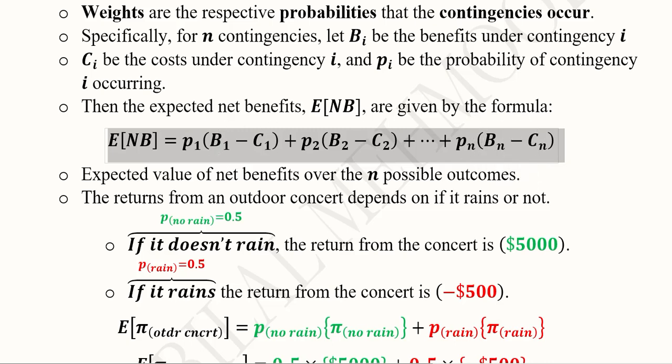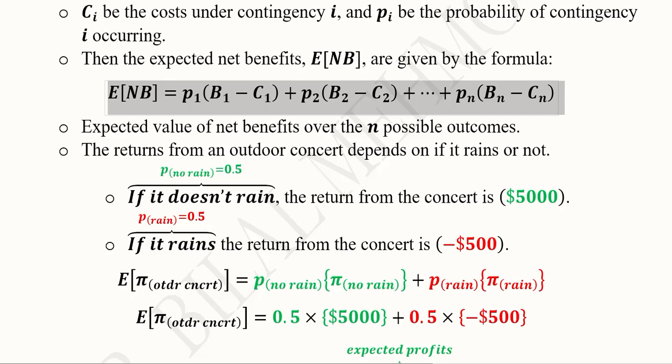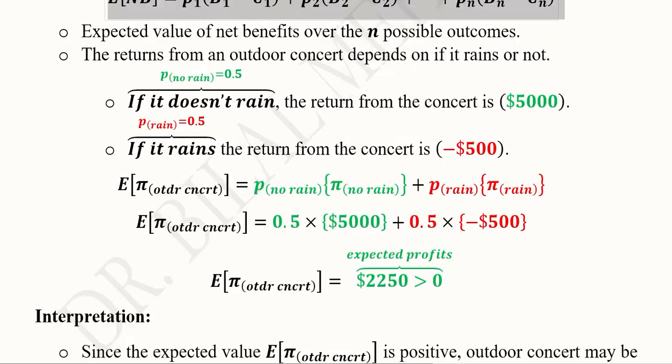These are the net benefits in the first contingency, and so on. And this is the probability of the first contingency, probability of second contingency, and of the third contingency. So you see that probability is being used as weights of these net benefits, and then definitely we are adding them. In the denominator there will be 1 because the sum of all the weights, that is the probabilities, will be equal to 1.